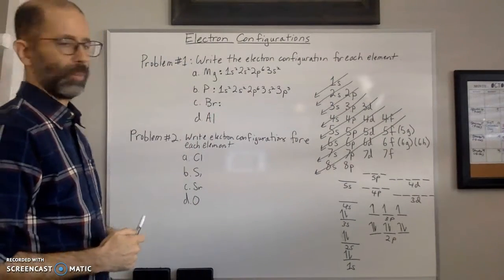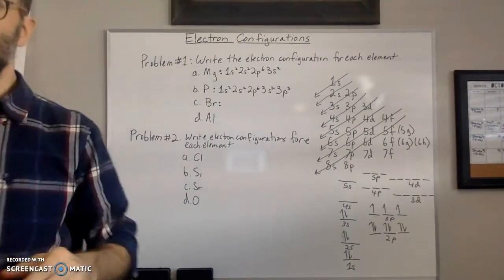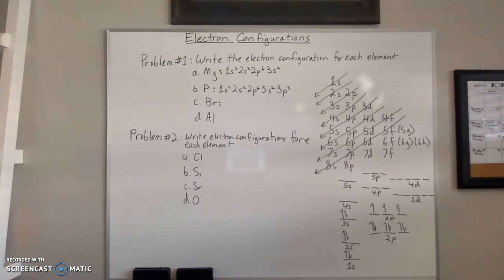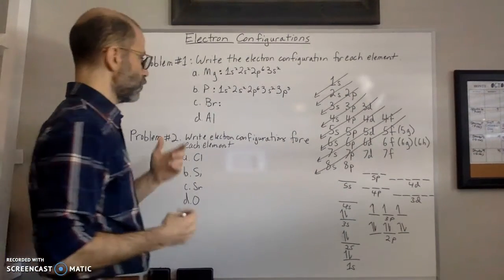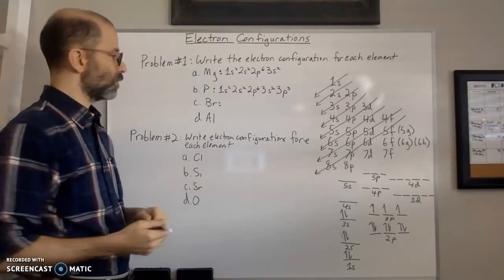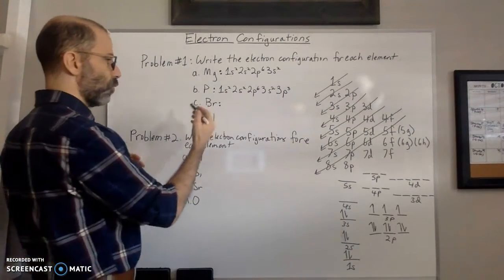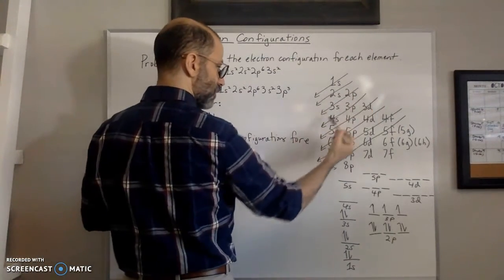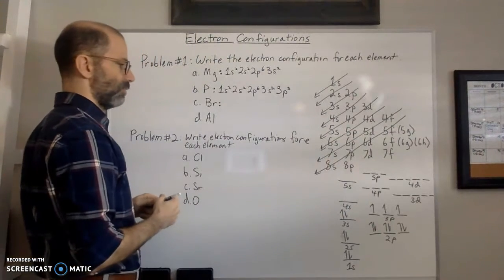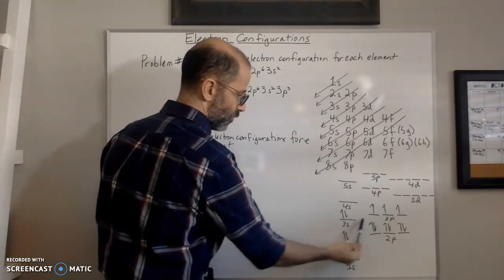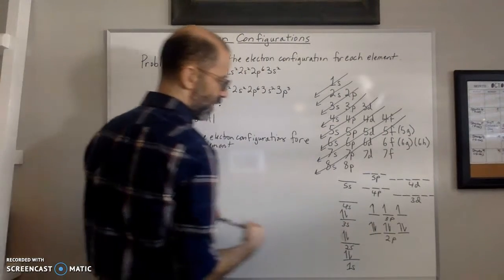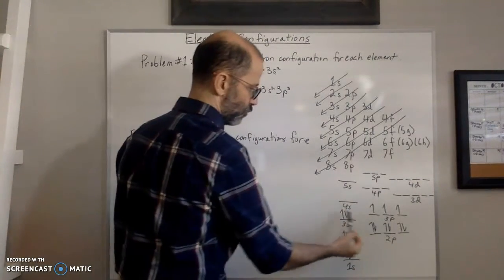Oh yeah, what about bromine? So we look up bromine. How many electrons does bromine have? Bromine has 35 electrons. So we're going to have to go through this until we use up all 35 electrons. So let's go ahead and use this.